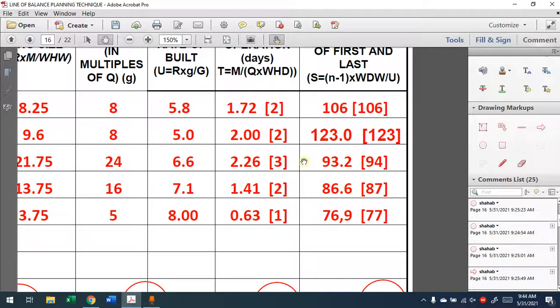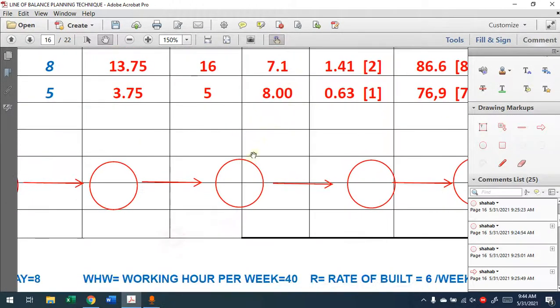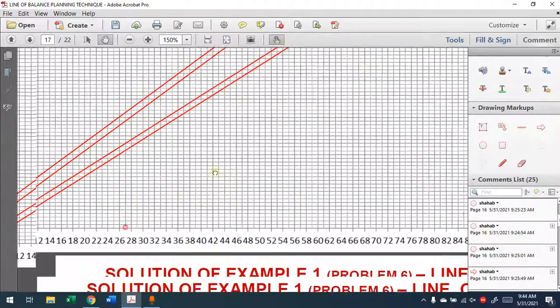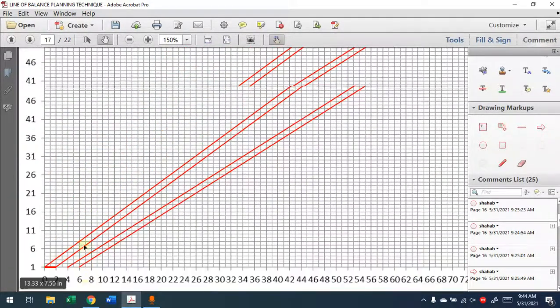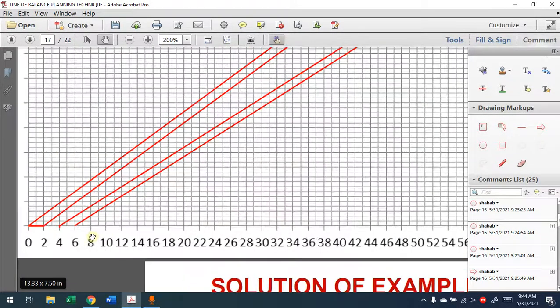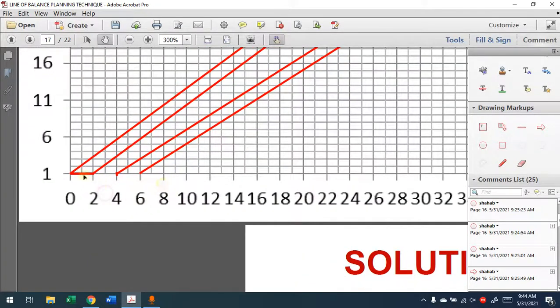Well, we start with the third activity. The duration is 3, so this is the distance between the two lines. The difference between the bottom and the top of the line is 94 days. It will start after the second one, and we have a buffer of 2 days. The second one finished at 6, so I will start at 8. Minimum I have to start at 8.